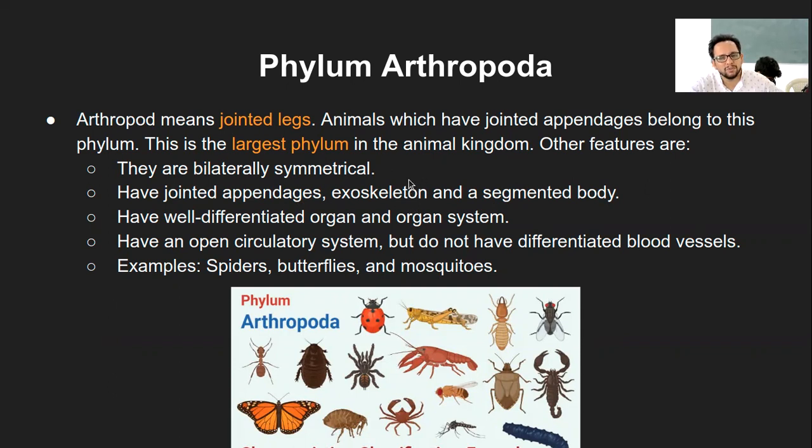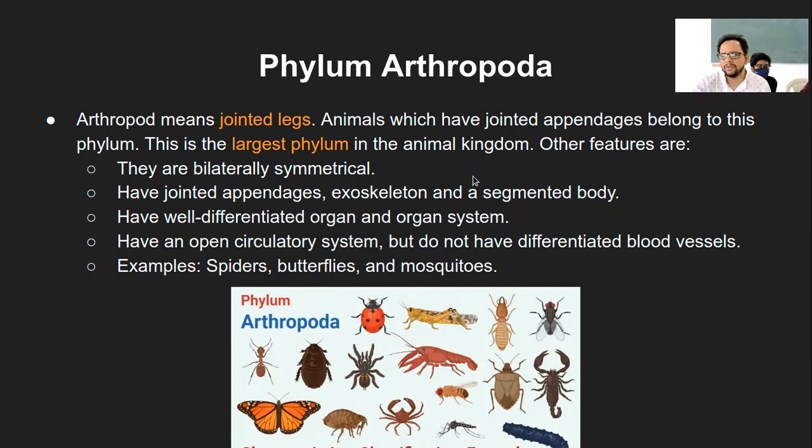Exoskeleton is a typical characteristic of most of these categories because they need to protect themselves, especially during the young stages. And they have a segmented body, that is a well-differentiated body. They also have well-differentiated organs and organ systems, again a comparatively complex system than the previous phylum. They have an open circulatory system. This we know because they don't have a completely developed circulatory system like our closed one with blood vessels and so on. Rather their blood flows through the body cavities, and that's why it is an open circulatory system. They have a kind of heart as well, but it is hardly even two-chambered, just a pipe-like structure. It keeps pushing the blood and lets it flow through the body cavity. Again, it will come back to that heart-like structure.